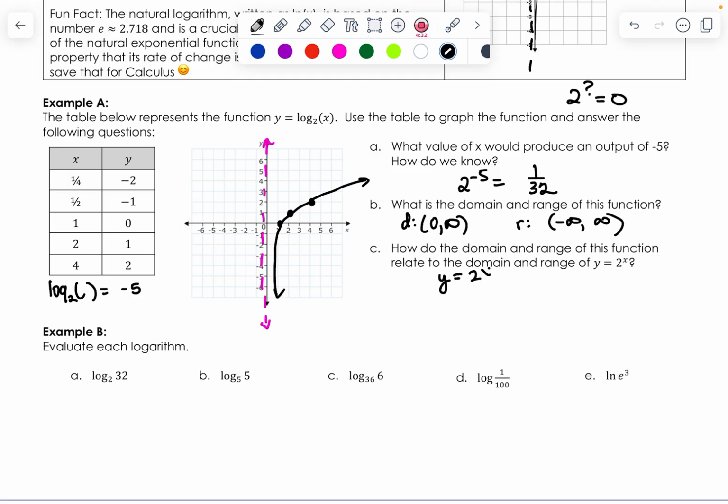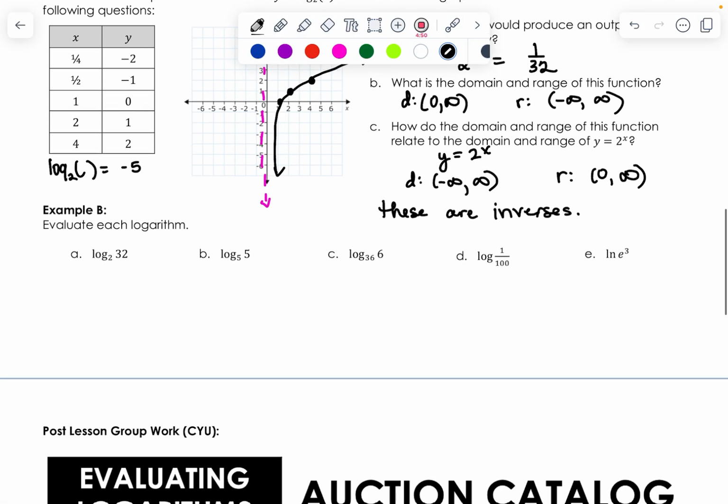Well, for y equals 2 to the x, its domain is -infinity to infinity, and its range is 0 to infinity. So these two functions are inverses. So the domain and range switch.